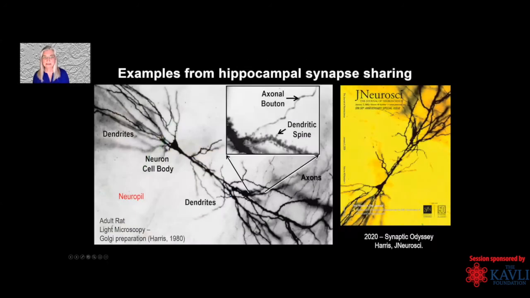I want to show you some examples from the sharing of hippocampal synapses. The hippocampus, of course, has these large pyramidal cells here visualized in light microscopy in a Golgi preparation. And you can see the neuronal cell body, the dendrites, and at pretty high light microscopy visualization, you can see these dendrites are studded with dendritic spines, which I have now studied for more than 40 years and wrote about recently in the Journal of Neuroscience. In fact, this picture made the cover. It was the frontispiece of my PhD thesis. It goes back a long time.